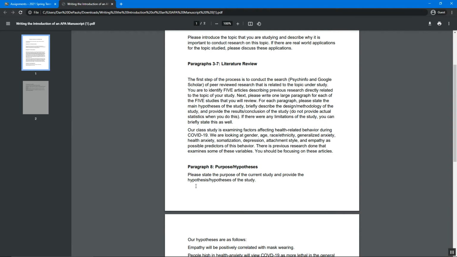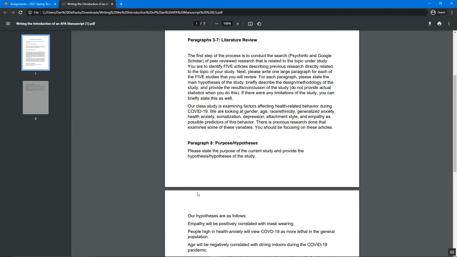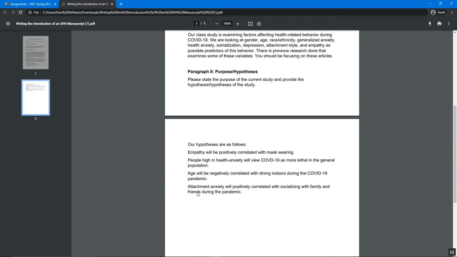is the purpose and the hypotheses. So this is 1 paragraph stating our hypotheses. So all you have to do here is basically state the purpose of the current study, which is investigating COVID health-related behavior, and then write them in paragraph form, the hypotheses. So here are the hypotheses I'm giving them. Empathy will be positively correlated with mask wearing. People high in health anxiety will view COVID 19 as more lethal in the general population.